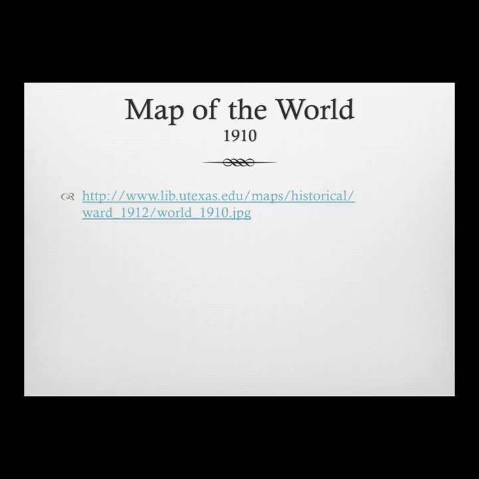And then there's a couple maps to go over. This is a map of the world in 1910, before World War I, and before the Treaty of Versailles broke up Germany and Austria-Hungary. This is a map of Europe between 1938 and 1945, after the Treaty of Versailles.